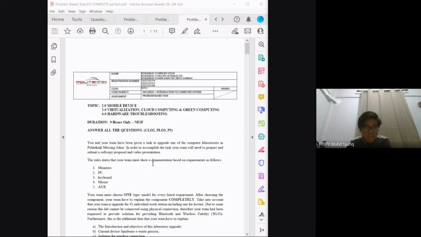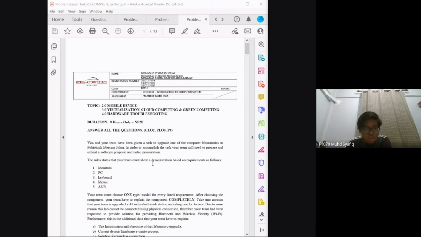You and your team have been given a task to upgrade one of the computer laboratories in Polytechnic Mesin Johor. In order to accomplish the task, your team will need to prepare and submit a soft copy, proposal and video presentation.